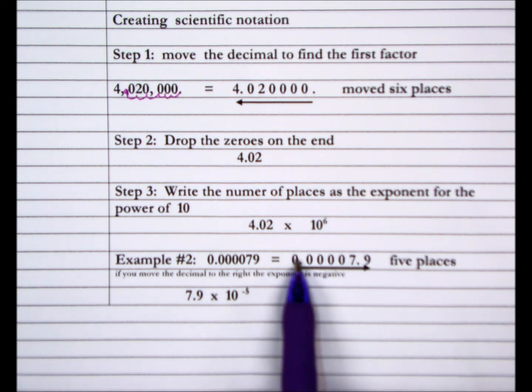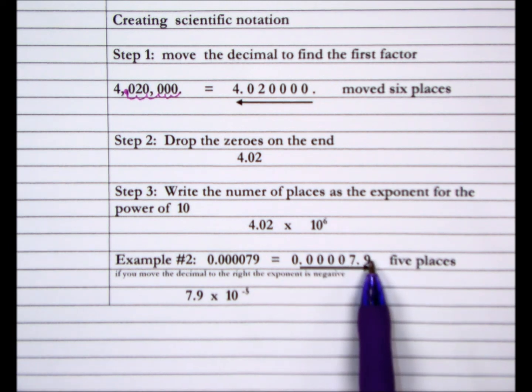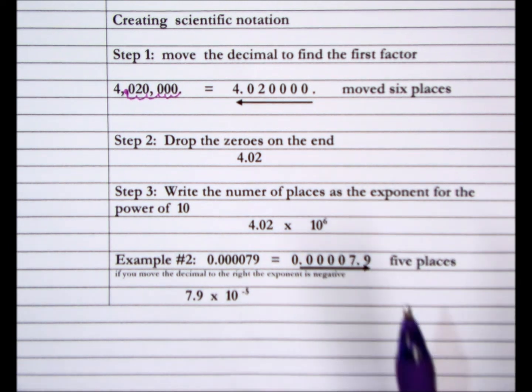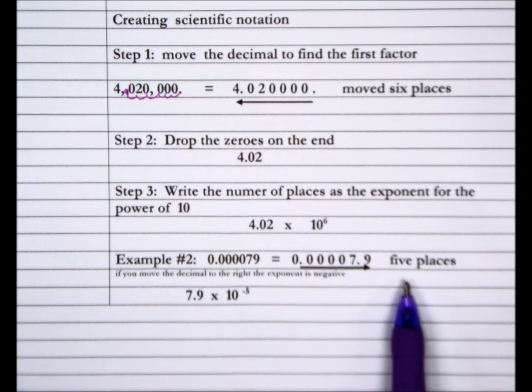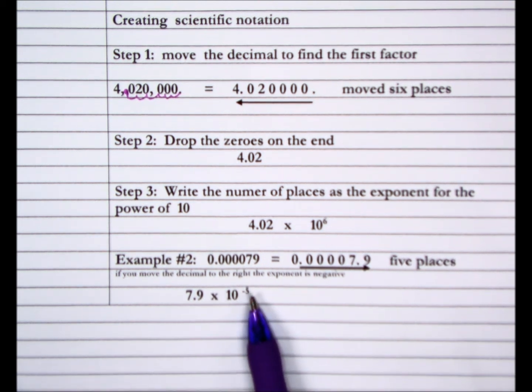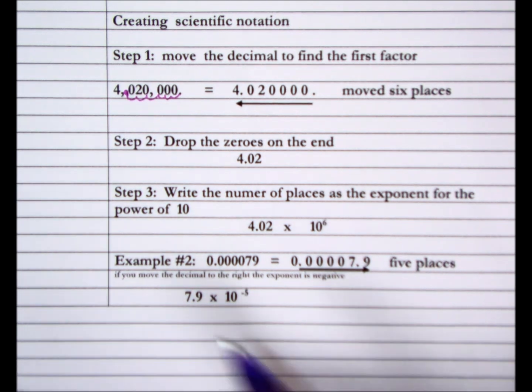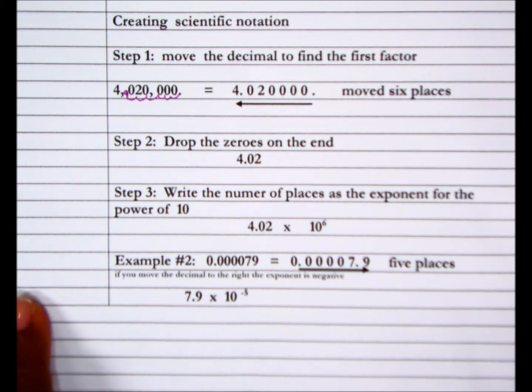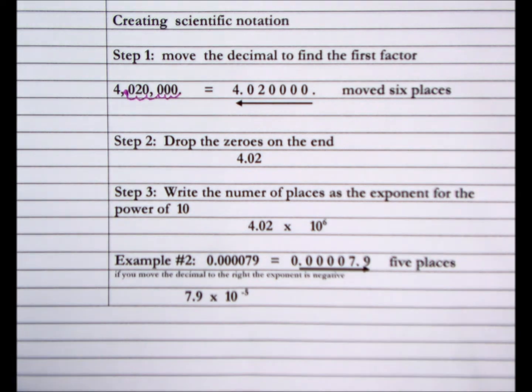We drop all those zeros. So we have 7.9. We've moved 5 places, but we move to the right, so it is a negative number. So it is 10 to the negative 5th. That lets you know that when you write standard notation, you have to move towards the negative side. And if you remember the number line, the negative side is on the left and the positive side is on the right. So if it has a negative 5th, you're going to be moving your decimal back towards the negative side.